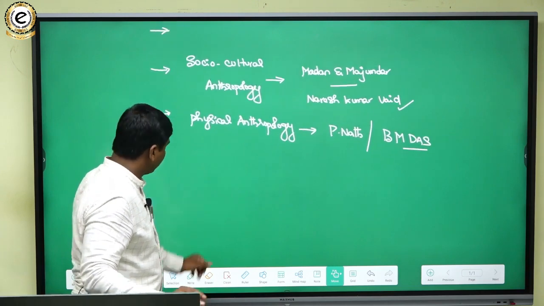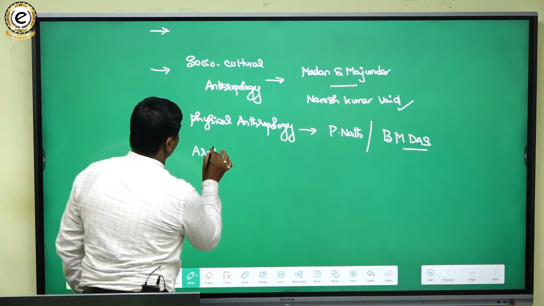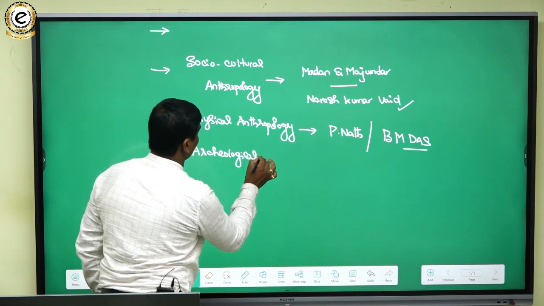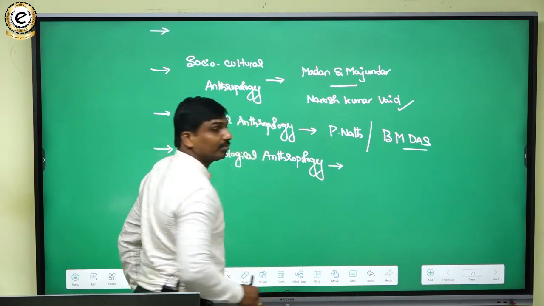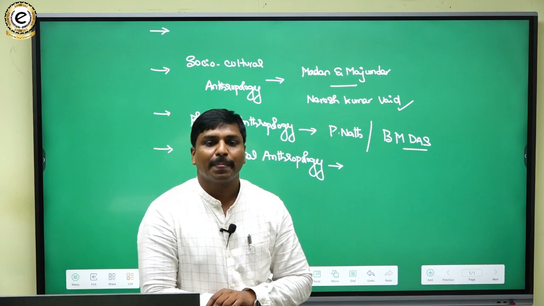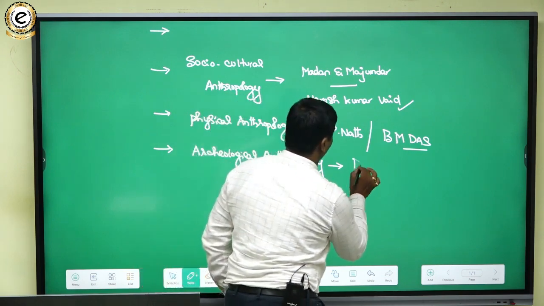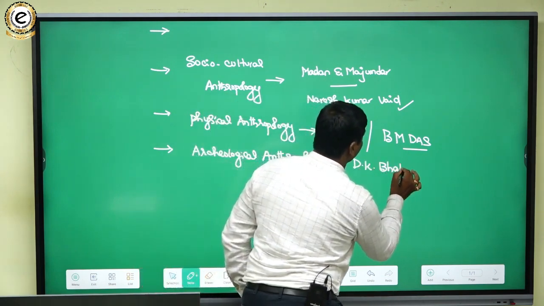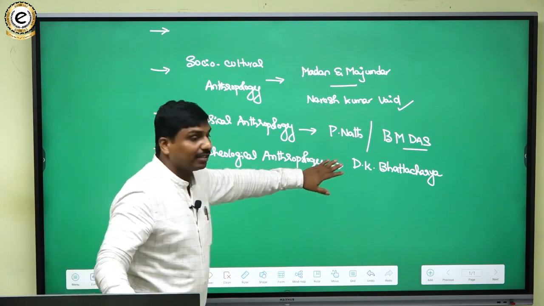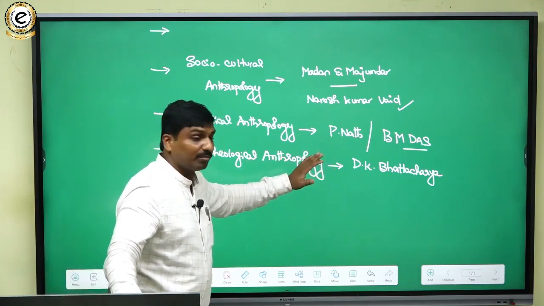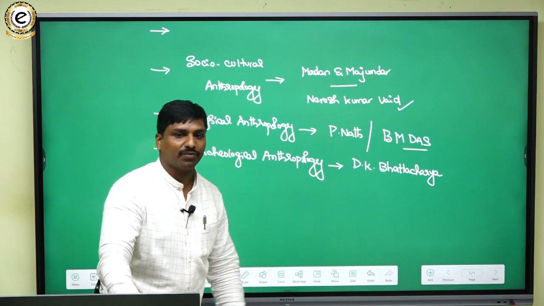Then we have the next area, archaeological anthropology. This is another section where we will study prehistoric cultures. For this, you will have a book called An Outline of Prehistoric Archaeology by D.K. Bhattacharya. This would be one book for archaeological anthropology, An Outline of Prehistoric Archaeology by D.K. Bhattacharya.